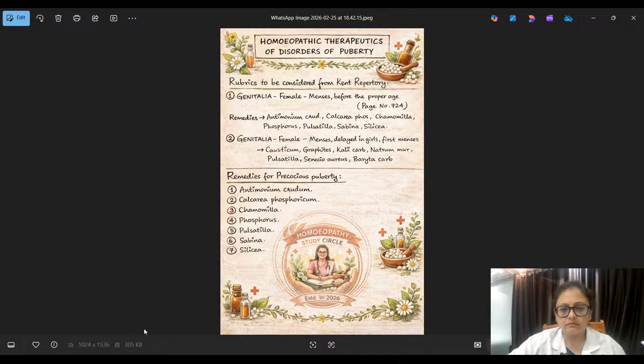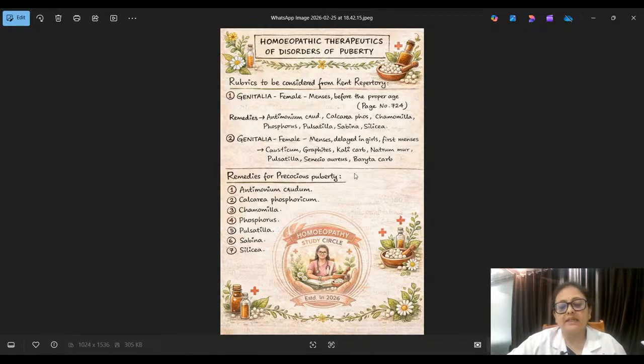For delayed puberty, the rubric is genitalia female, menses delayed in girls, first menses. The remedies are Causticum, Graphites, Calcarea carb, Natrum mur, Pulsatilla, Senecio aureus, and Baryta carb.